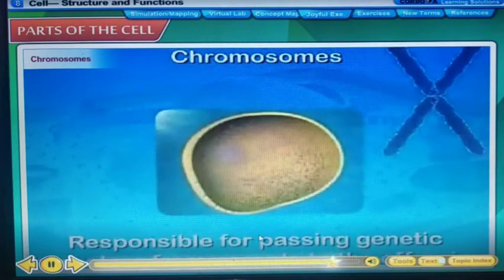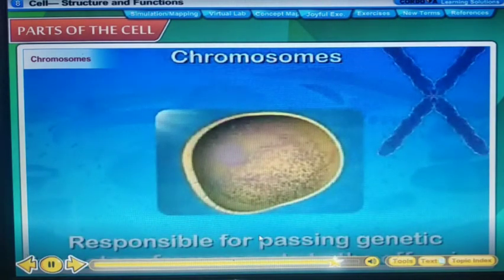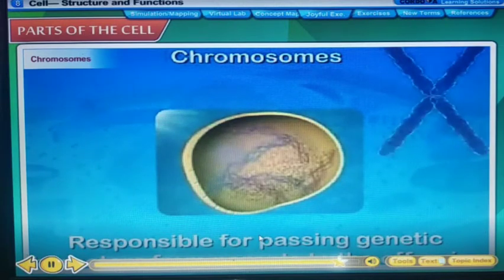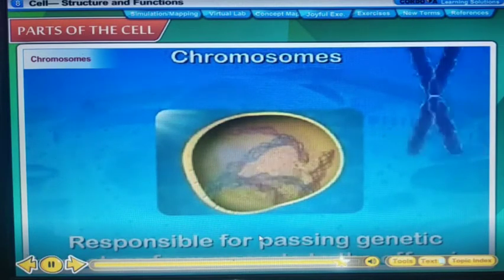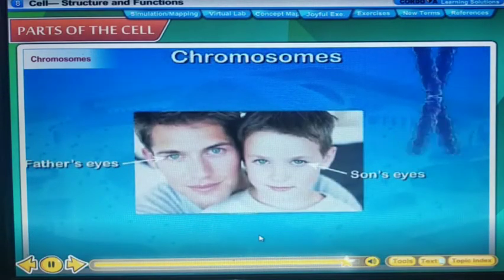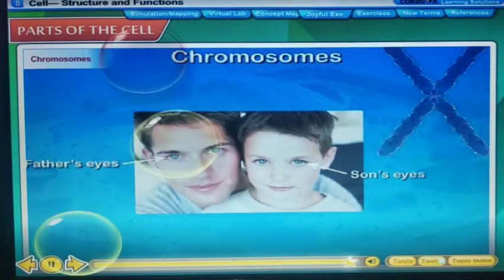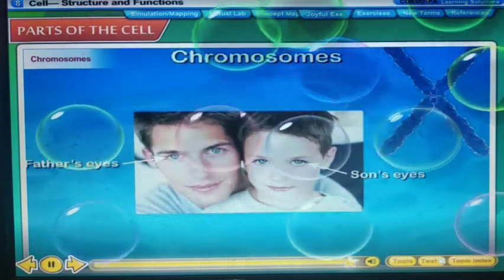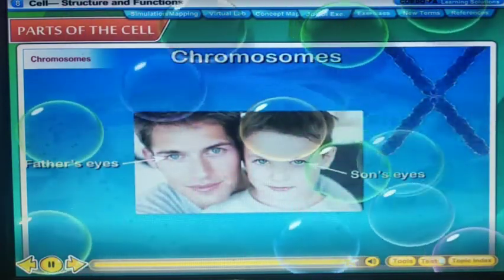It is responsible for passing genetic characteristics from the parents to the offspring. If a person has brown eyes, his son or daughter may also have brown eyes. If a woman has curly hair, her son or daughter may also have curly hair. However, different combinations of genes from parents may result in different characteristics.